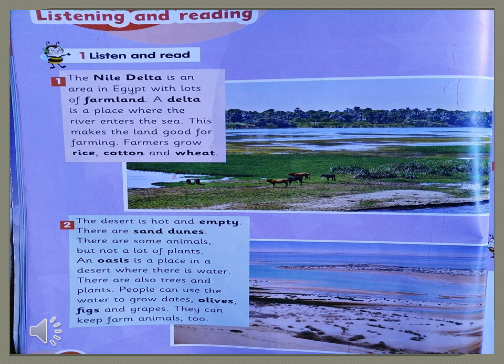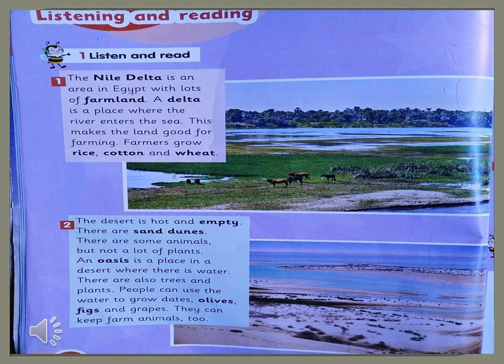The second place we have here, the desert. The desert is hot and empty. Empty means there's nothing there. Then we have only sand dunes, some animals, but not a lot of plants. There is a specific place in the desert which is amazing. We call it oasis, and its plural is oases. I turns into E. Oases. Okay. What is oasis? What do we mean by it?